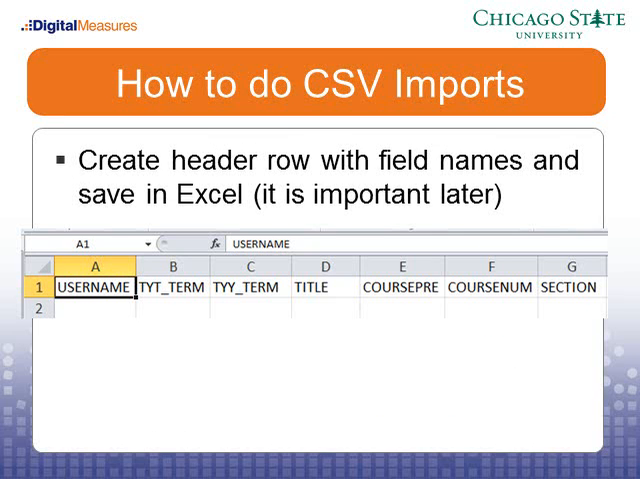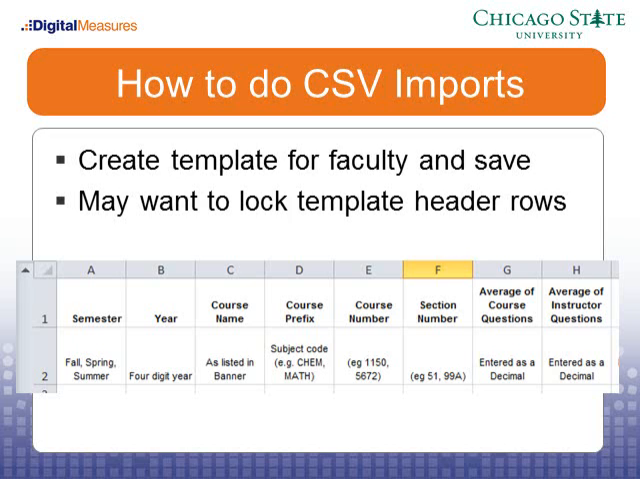I then created an Excel sheet with the various field names across the top in row 1. And these are the field names that Digital Measures recognizes: TYT term, TYY term, course, course number, things that our faculty members, if I just gave them this, would have no clue what they were supposed to put there and how they were supposed to enter the data. So I put this in an Excel file, and I saved it because I'm going to use it later. And then from this, built a second sheet that I use for faculty.